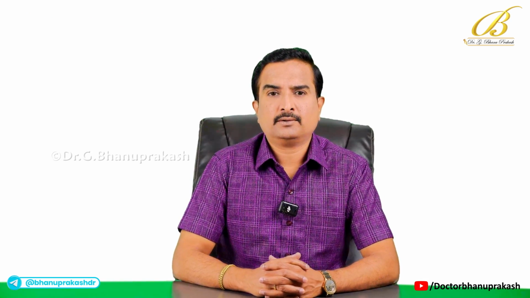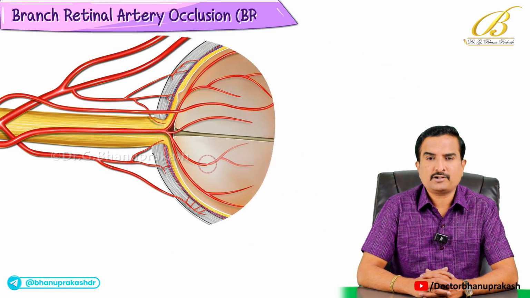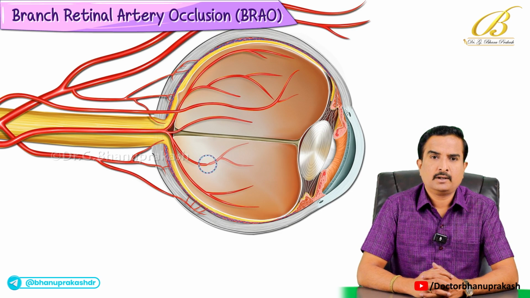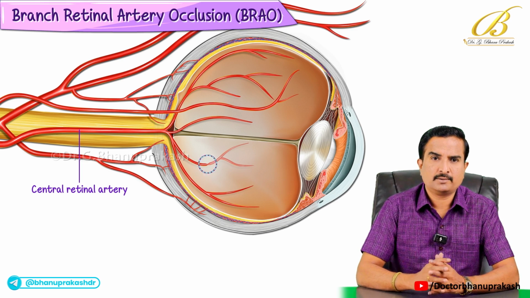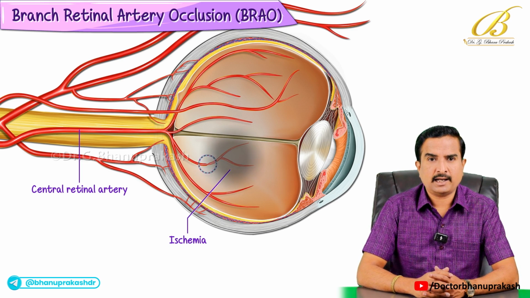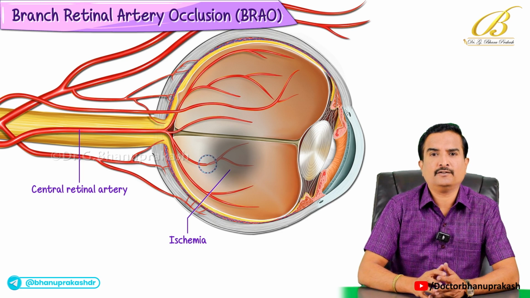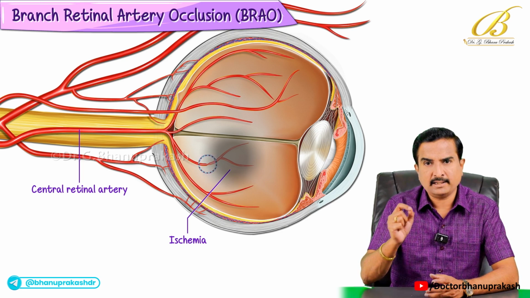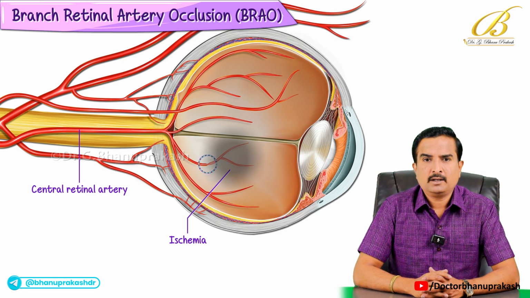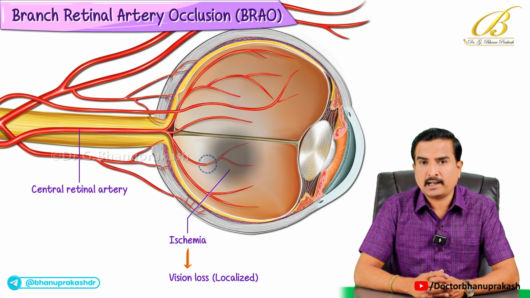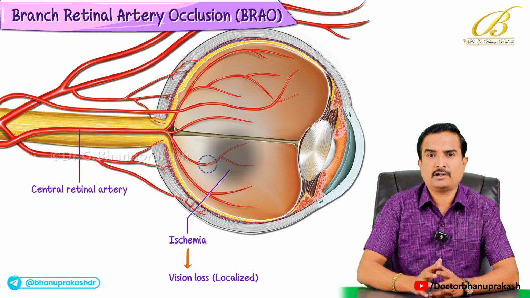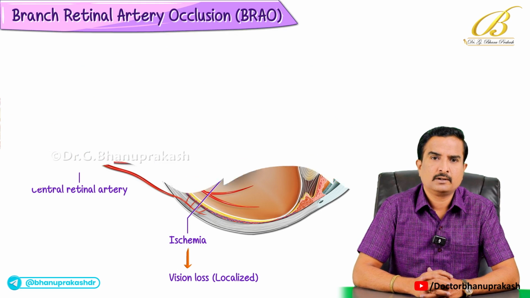In this video, we will learn about branch retinal artery occlusion. This condition occurs when a small branch of the central retinal artery is blocked, leading to ischemia in the specific area of the retina supplied by that particular branch. This results in vision loss, which is often more localized compared to that of central retinal artery occlusion.